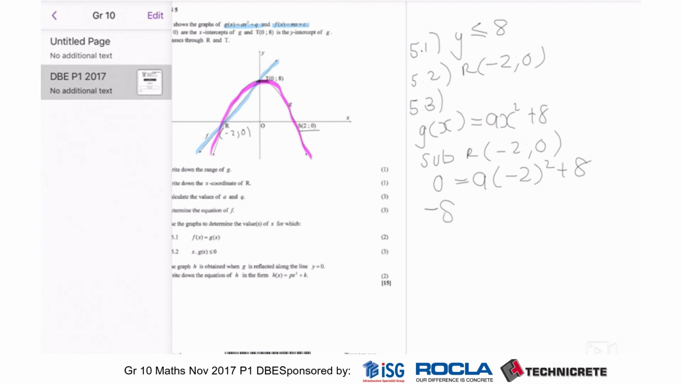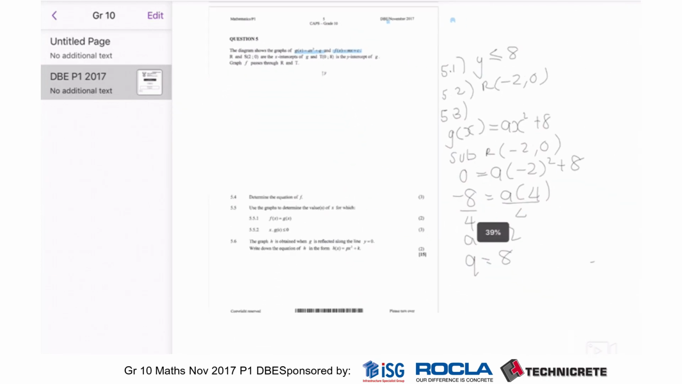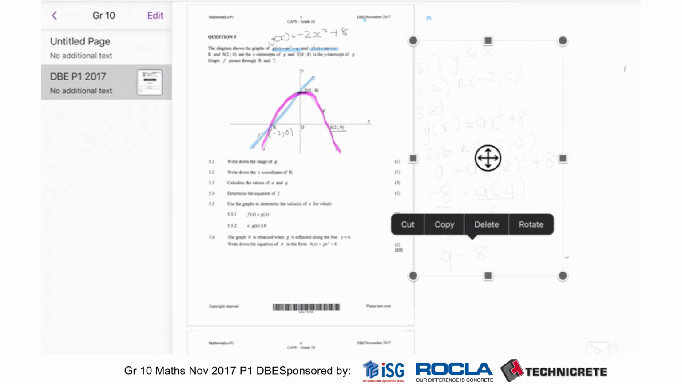So I'm going to take the 8 to the other side. a is equal to -8, divided by 4. a is therefore equal to -2. Don't forget to state that q is equal to 8. So let's write that out here. So g(x) is equal to -2x squared plus 8. Okay, fairly simple. We're going really well with this question. It's not difficult at all.